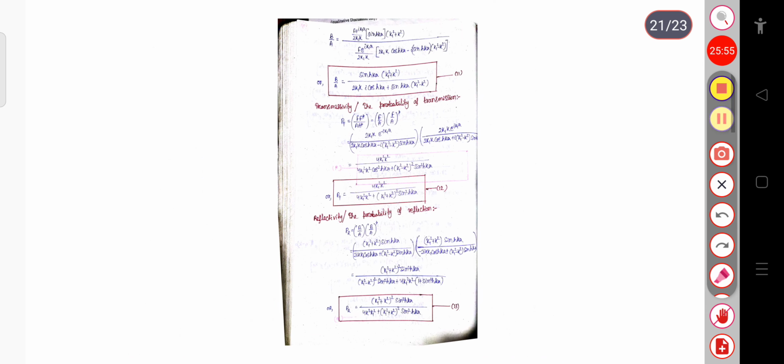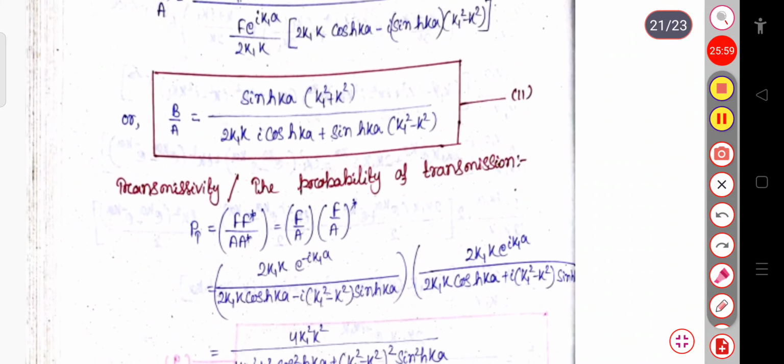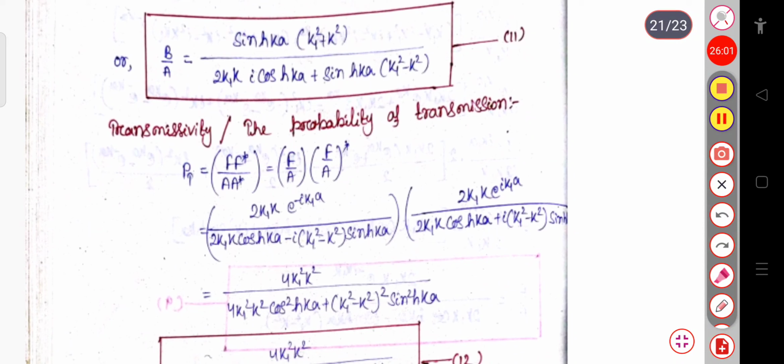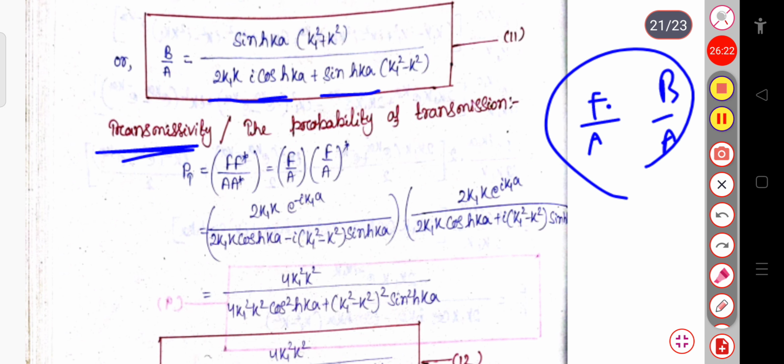Finally you will get the expression for B by A, that is equal to sinh(Ka) into (K1 square plus K square) divided by 2 K1 K iota cosh(Ka) plus sinh(Ka) into (K1 square minus K square). Okay. So now we have calculated F by A and also B by A. Now what is our main aim? To calculate the probability of transmission or the transmissivity and the reflectivity or the probability of reflection.